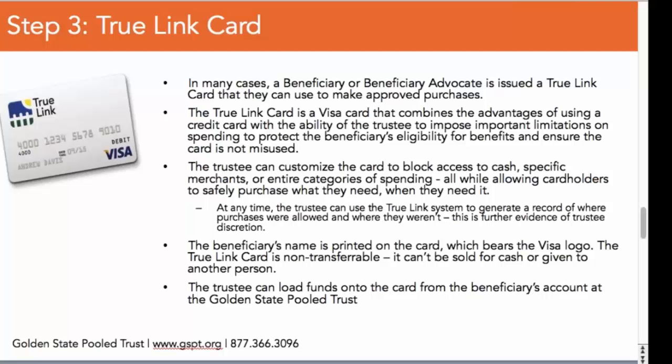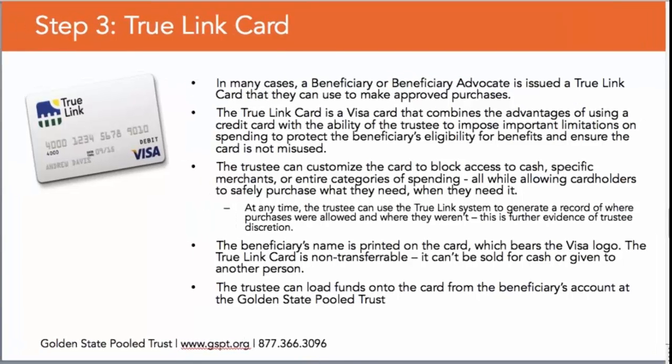So basics on the card, the beneficiary's name is printed on the card, which has the Visa logo on it. The card is not transferable. It can't be sold for cash or given to another person. And then the trustee can load funds directly onto the card from the Golden State School Trust for the beneficiary.